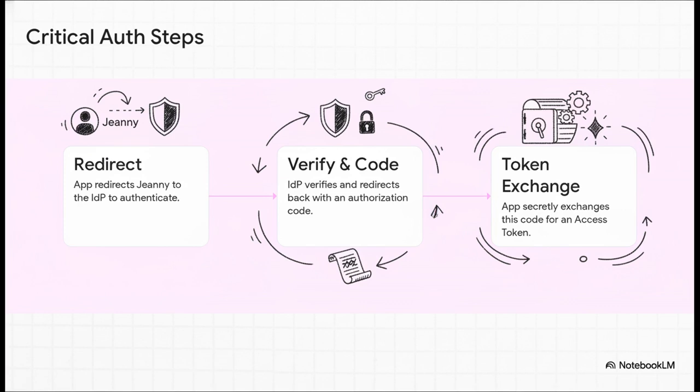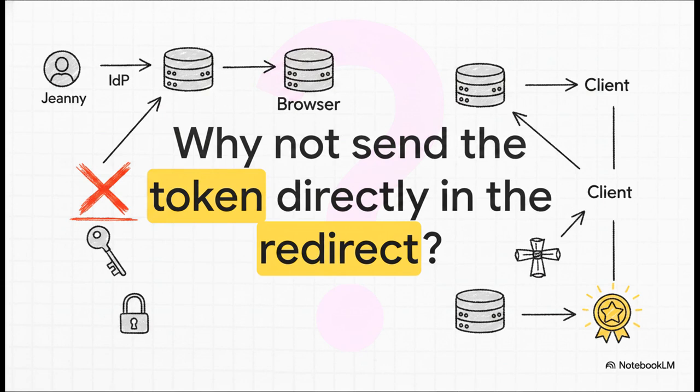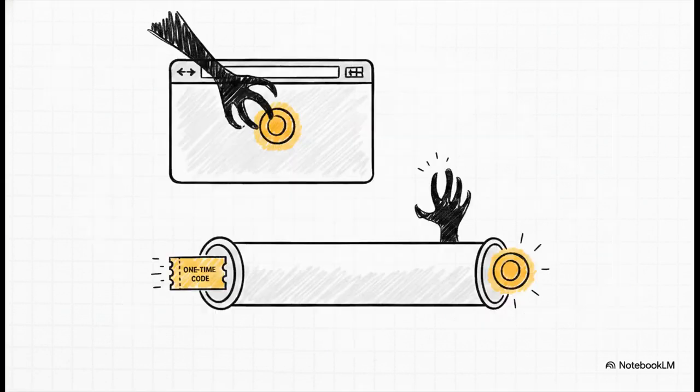Now, looking at this multi-step process naturally raises a glaring question. Why all the middlemen? If the identity provider successfully verified Jenny in step 2, why not just hand over the final access token immediately in the browser redirect? Why bother with this intermediate, temporary authorization code at all? Well, the answer to that comes down to the fundamental security mechanics of the internet.